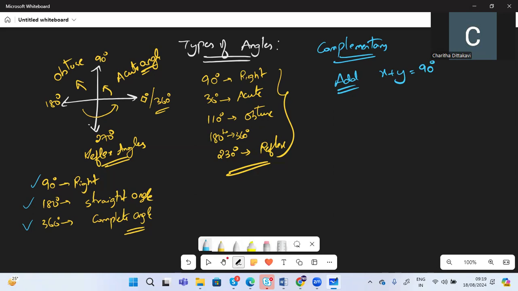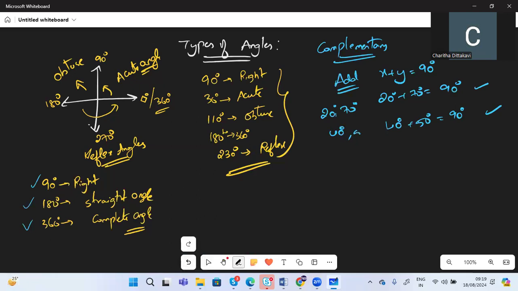We call them x and y complementary angles. Now, observe 20 degrees plus 70 degrees. Is it 90 degrees? Yes. Hence, 20 and 70 are complementary angles. If I give 40 degrees and 50 degrees, are they becoming 90? Yes, which means 40 and 50 are complementary angles. So complementary angles, sum will be equal to 90 degrees.